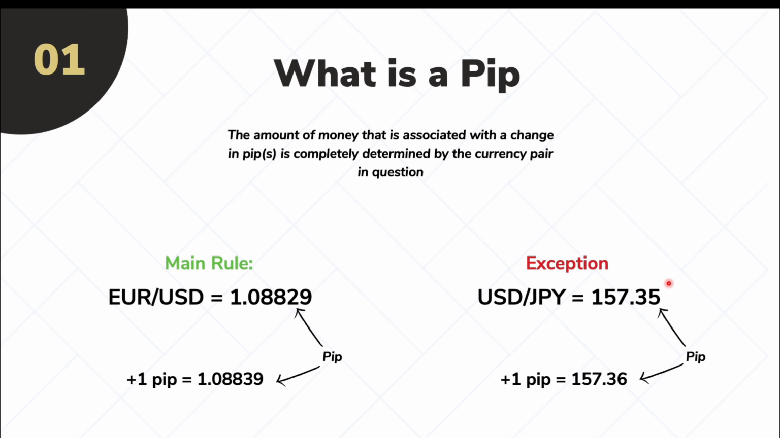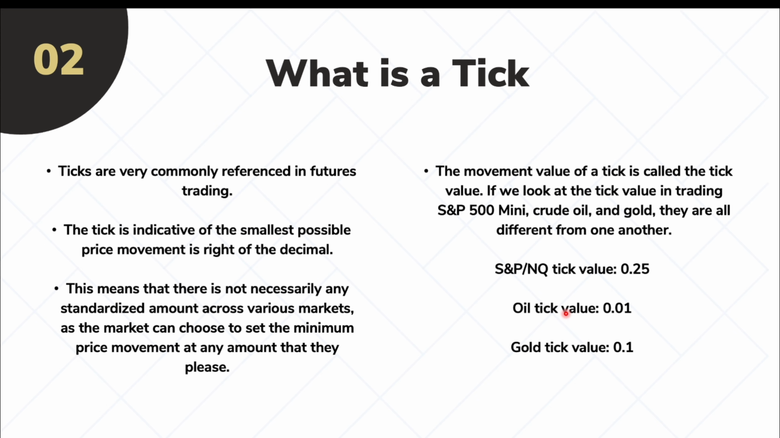But for example, use JPY. JPY pairs only have 2 decimals after the comma. So for this exception, for the JPY pairs, the last digit is your pip. So when it goes from 157.35, when it goes to 157.36, you have plus 1 pip. So now you know what a pip is.